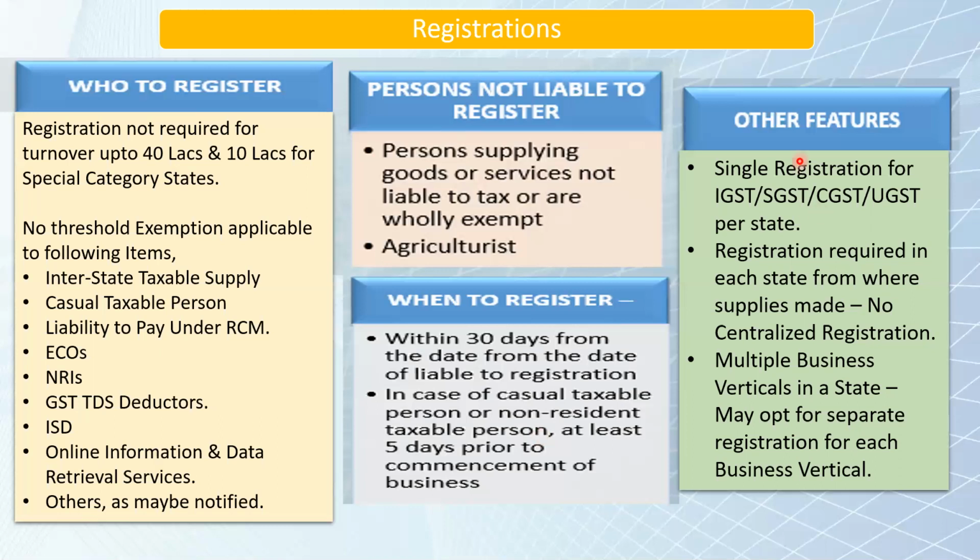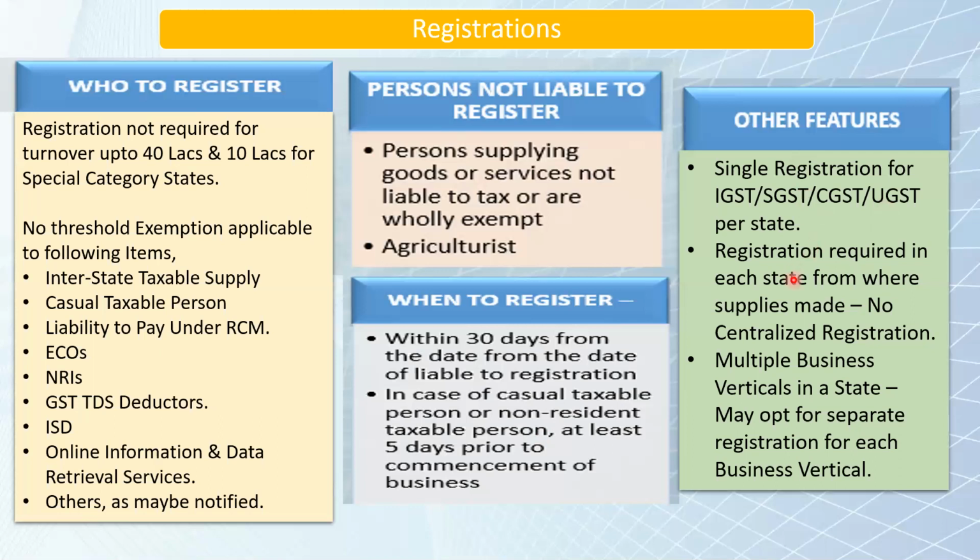Now, some other features of registration. Number one, single registration for IGST, SGST, CGST, and UGST per state. It means that prior to July 2017, we had to take various registrations under VAT, central sales tax, service tax, etc. But under GST, only one registration per state is required.